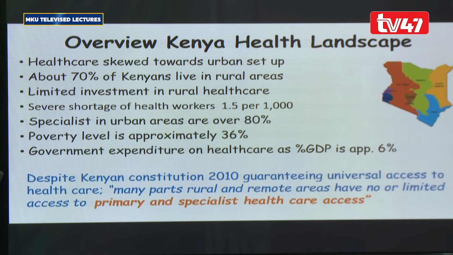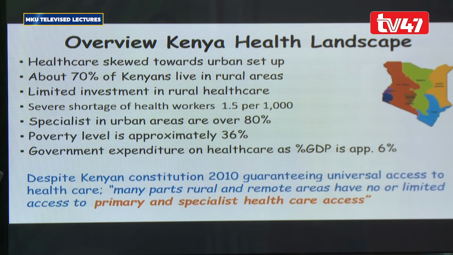For instance, according to the current statistics, the healthcare worker concentration is only 1.5 health workers per 1,000 population. And the WHO recommends 2.4, which basically means there is a very big gap in terms of the healthcare shortage for our country. And this is also reflected by the fact that 80% of specialists are concentrated in the urban settings. That means many people in the rural setup cannot access the basic as well as the specialist services because they are concentrated in the urban settings.